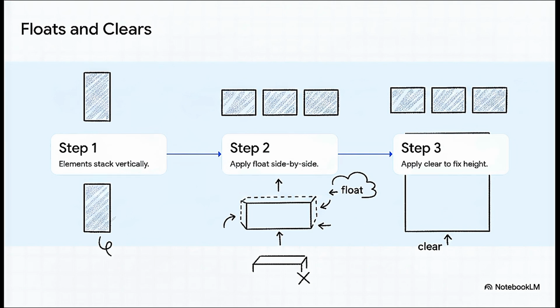Step 2, to get them to sit side by side, developers traditionally apply the float property, telling the element to float to the left or the right. But this causes a massive issue. The parent container suddenly doesn't recognize their height anymore, and it just collapses into itself. That brings us to step 3. You absolutely must apply the clear property to an element underneath to reset the layout and restore that parent container's height. Failing to clear your floats is a notorious layout-breaking rookie mistake.